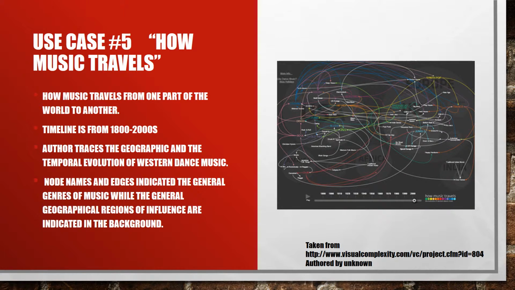Use case number 5 is how music travels. Here we look at how music travels from one part of the world to another. The timeline is from the 1800s to the 2000s. The author traces the geographic and temporal evolution of Western music and dance. The node names and ages are indicated by different genres, and you can notice that different countries are mentioned in the background.